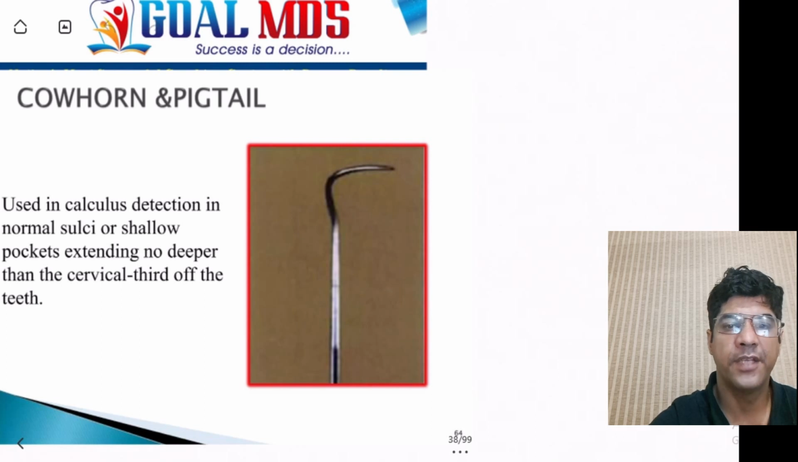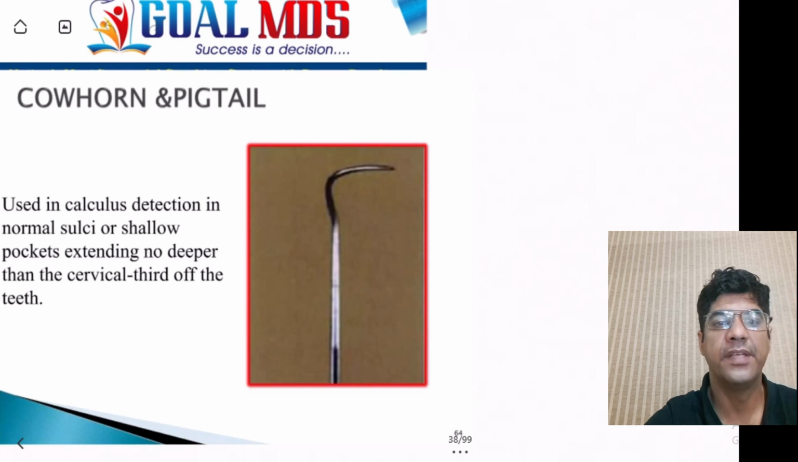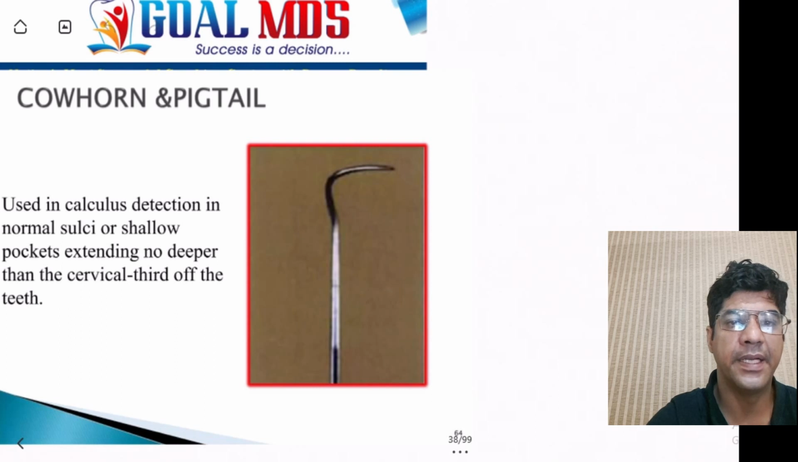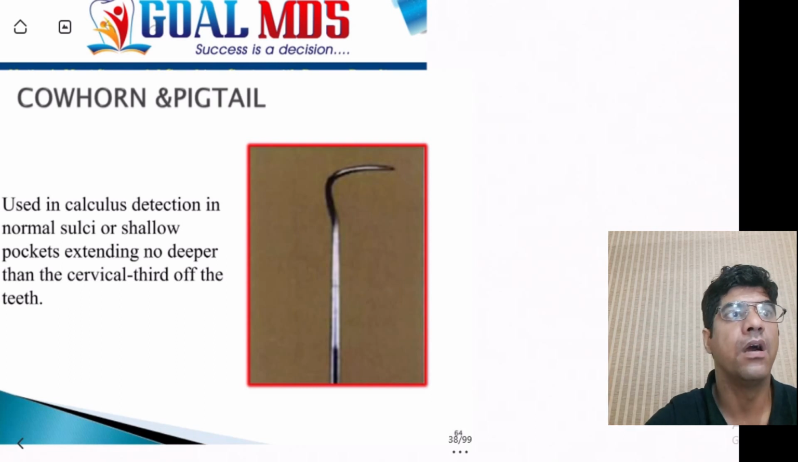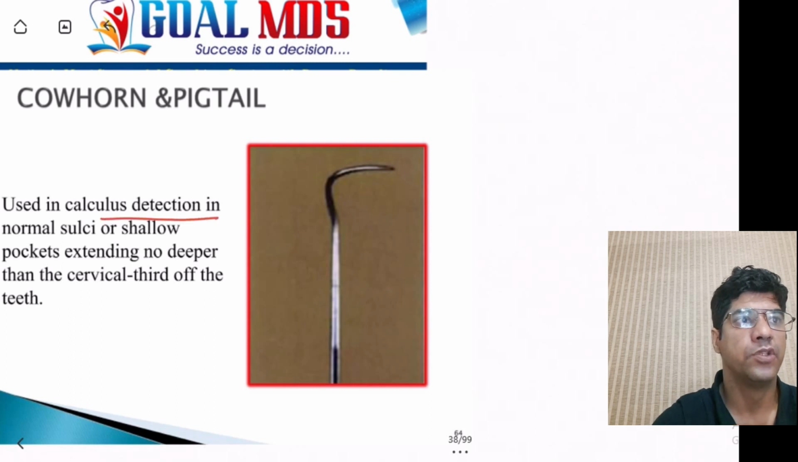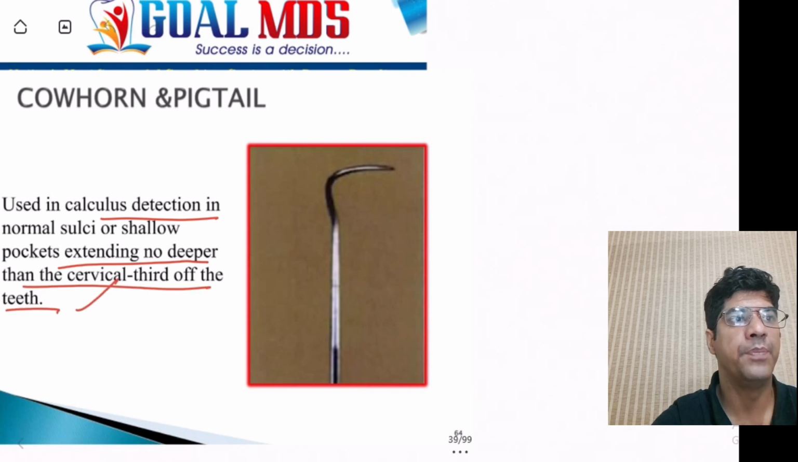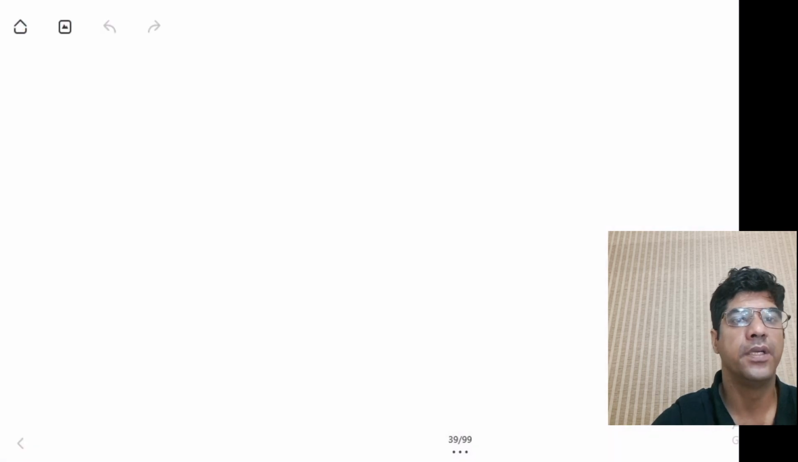Others are the cow horn Explorer, also known as the cow horn shaped probe, featuring a tip that is curved in a shape resembling the horn of a cow, and the pigtail, a tip that is curved in a spiral or looped manner resembling the tail of a pig. They are used in calculus detection in pockets extending no deeper than the cervical third of the teeth.